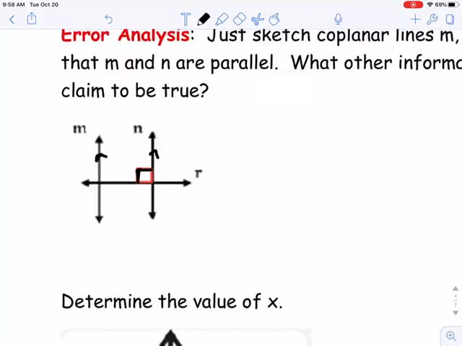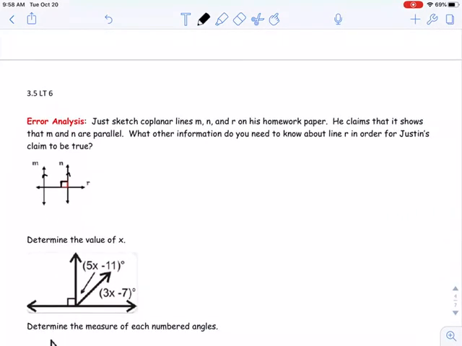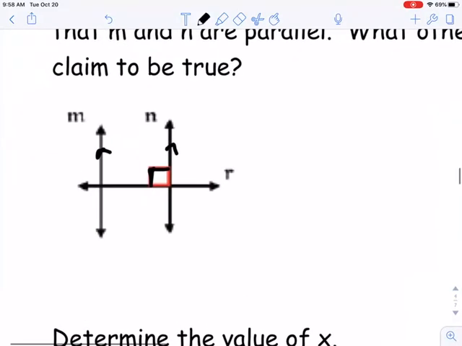All right. Since this is perpendicular. That's not true yet. We need more information. What other information do we need for this claim to be true? Well, we don't know. M is parallel to N if R is perpendicular to M. All right, so that's what we need to know.